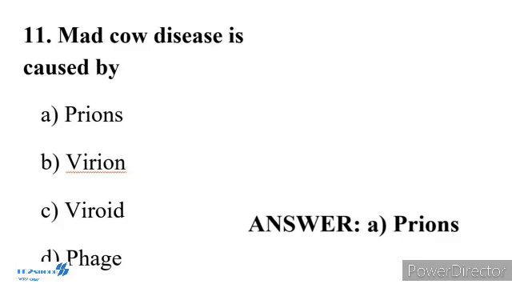Question number 11, mad cow disease is caused by. Option A, prions. Option B, virion. Option C, viroid. Option D, phage. So the correct answer, option A, prions.